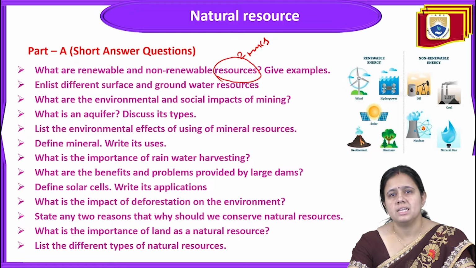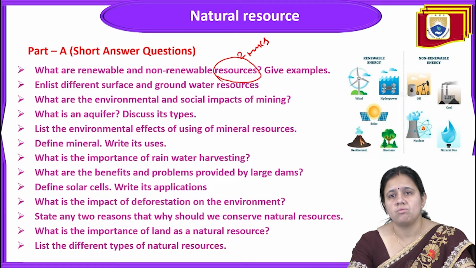Next are the different surface and groundwater sources. Surface water sources are those waters flowing on the ground, like rivers, and groundwater sources are the aquifers that are already present within the ground.